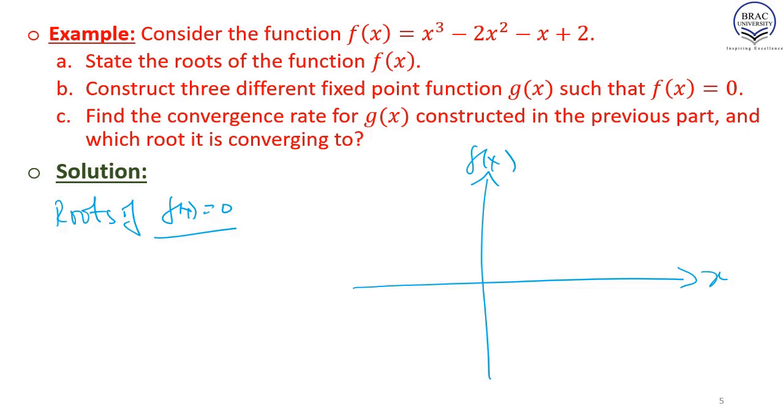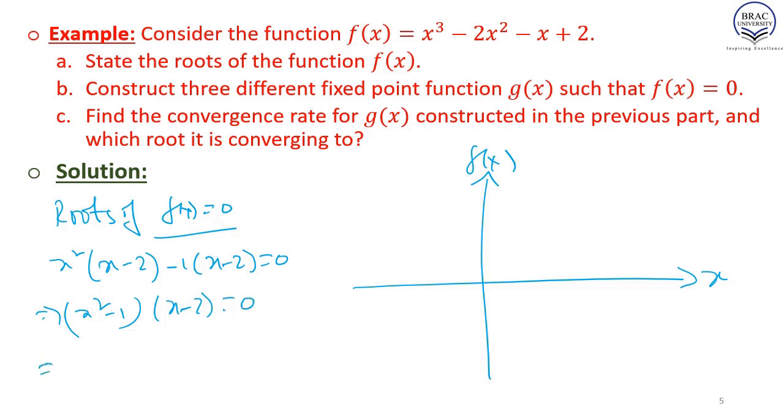You can do very easy algebra. If you factor out x squared, it is x minus 2, and here minus 1 is factored out, is x minus 2, equal to 0. So that is equal to x squared minus 1 times x minus 2 equal to 0. So the solutions, x star, the roots, are equal to plus minus 1 and 2. It has 3 roots, as it should, because it is a cubic function.